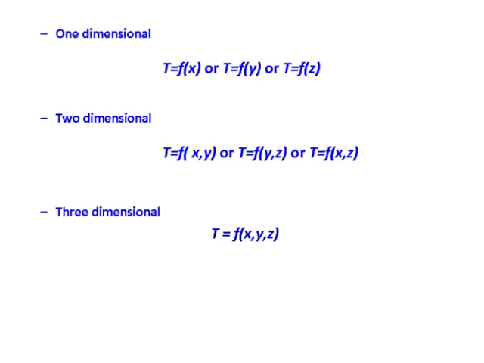One dimensional means temperature can be a function of either x or y or z. 2D means temperature is a function of x and y, or x and z. 3 dimensional means it is a function of x, y and z.